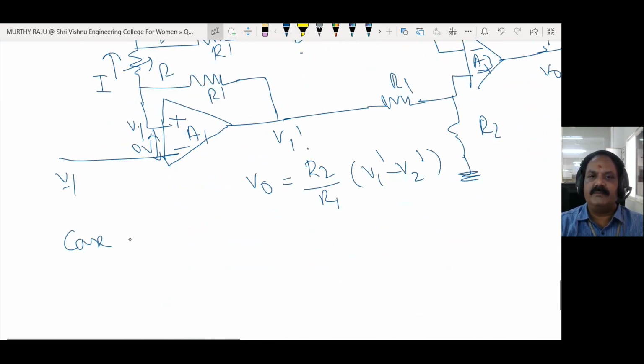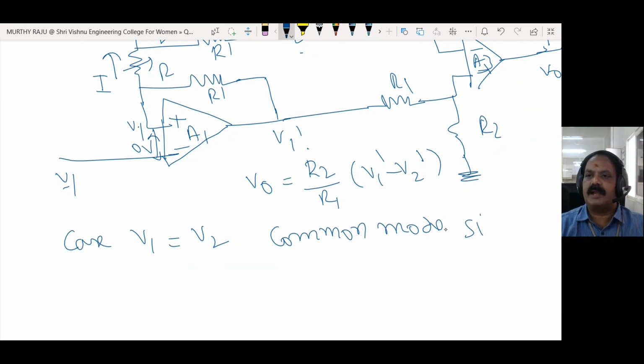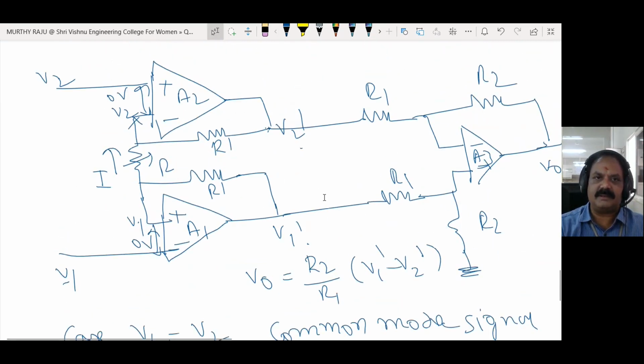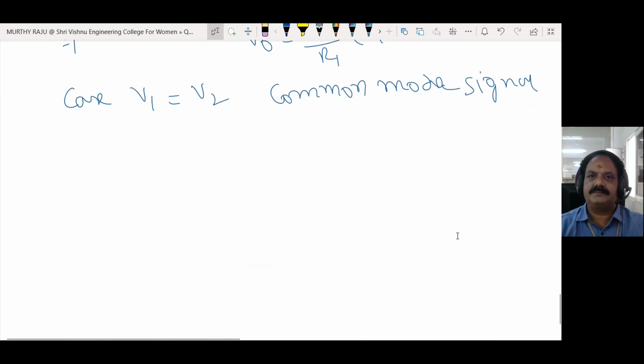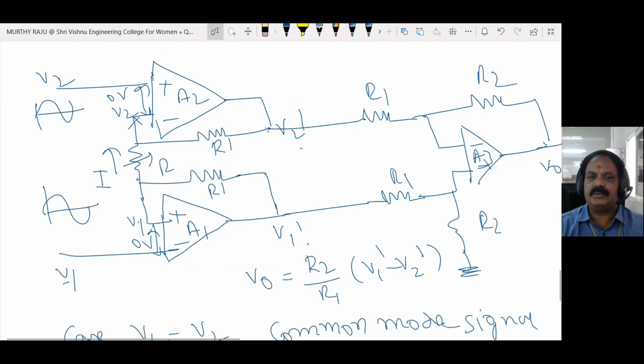Suppose in case 1, V1 is equal to V2. This is a common mode signal. Both signals are in the same phase and equal magnitude, both applied to the A1 and A2 op amps. Both points are at the same potential, V1 and V2. The current flow through the R is 0, and also the current flow through R1, R dash is also 0. Therefore, V2 dash is equal to V2, and V1 dash is equal to V1.